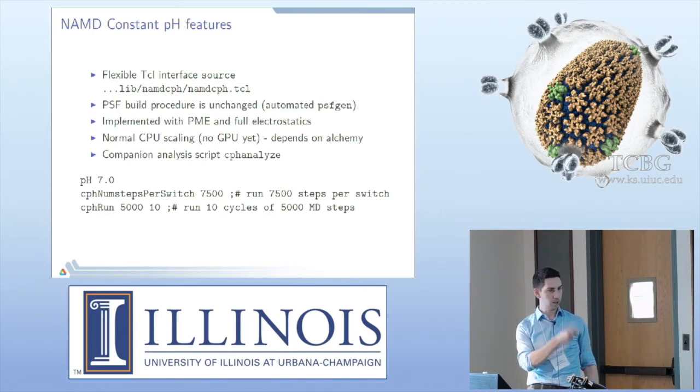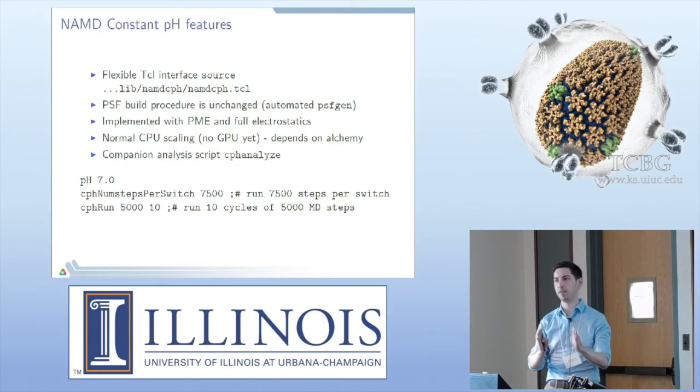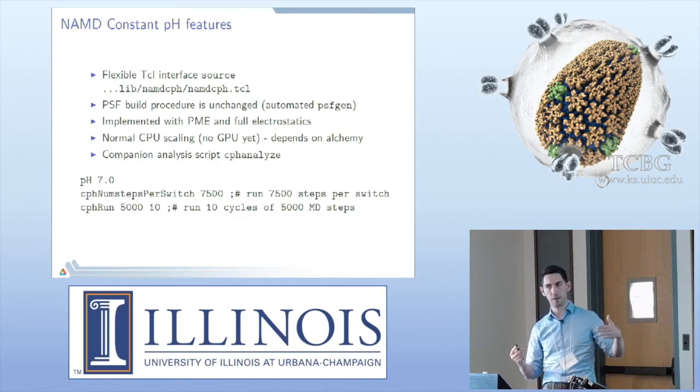And rather than using the normal run command, you now use this magical cphRun command, which again takes the number of steps for MD and then the number of cycles. So now my unit of simulation time is no longer the number of steps of MD, it's the number of cycles. One cycle will be one switch and then one MD increment. So the length of the simulation is 10 times 5,000 plus 7,500. That's the maximum length any given cycle would be. So when it comes to estimating your wall times, it gets a little trickier. People have to compute a maximum wall time that you can give to a queue, for example.